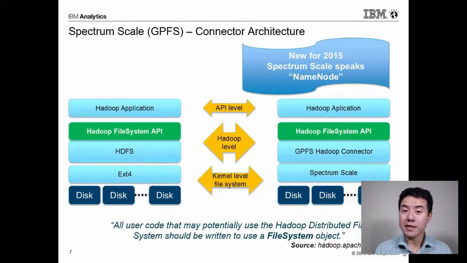But something really exciting happened late 2015. We introduced something called HDFS transparency. What this means is that the GPFS Hadoop connector can actually talk to applications like a name node. If an application talks to GPFS using HDFS protocols, GPFS will respond in kind, just like a name node.